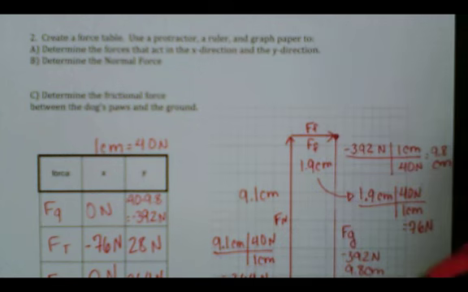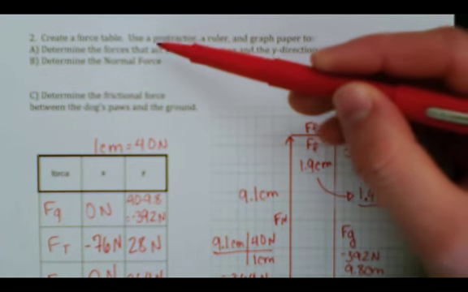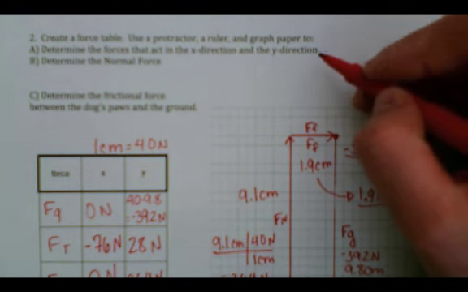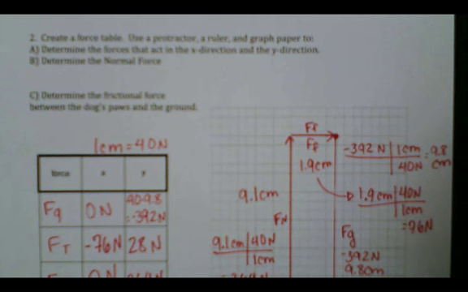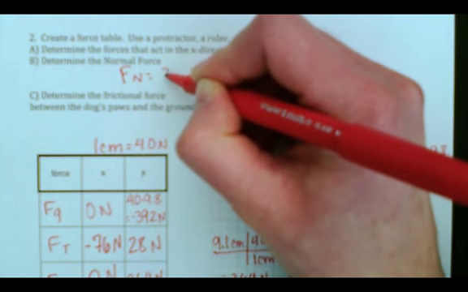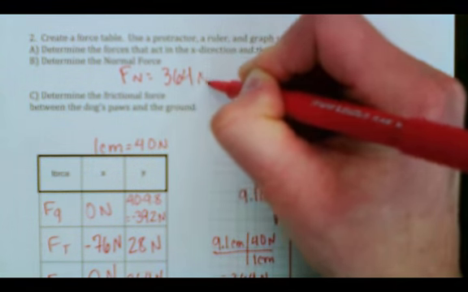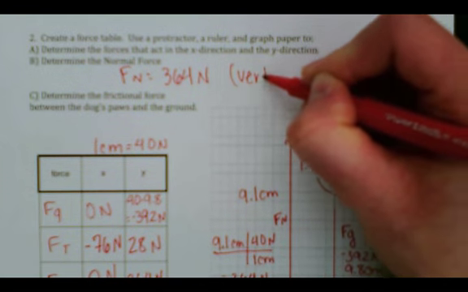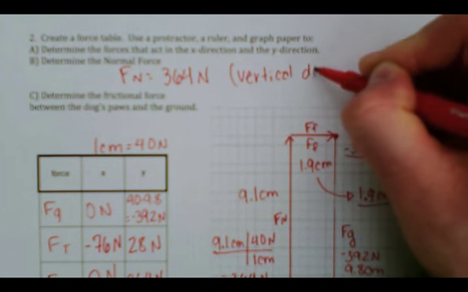Let's return to the problem and make sure that we've answered the questions. A, determine the forces that act in the x and y direction. We've done that and listed those forces in our table. B, determine the normal force. Our normal force is 364 newtons, and that acts in the vertical direction.